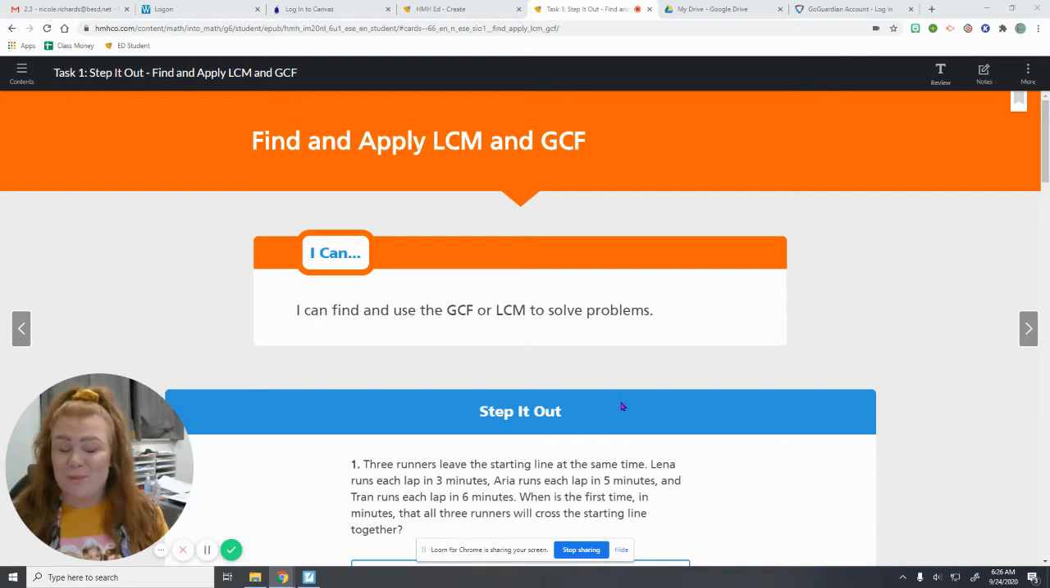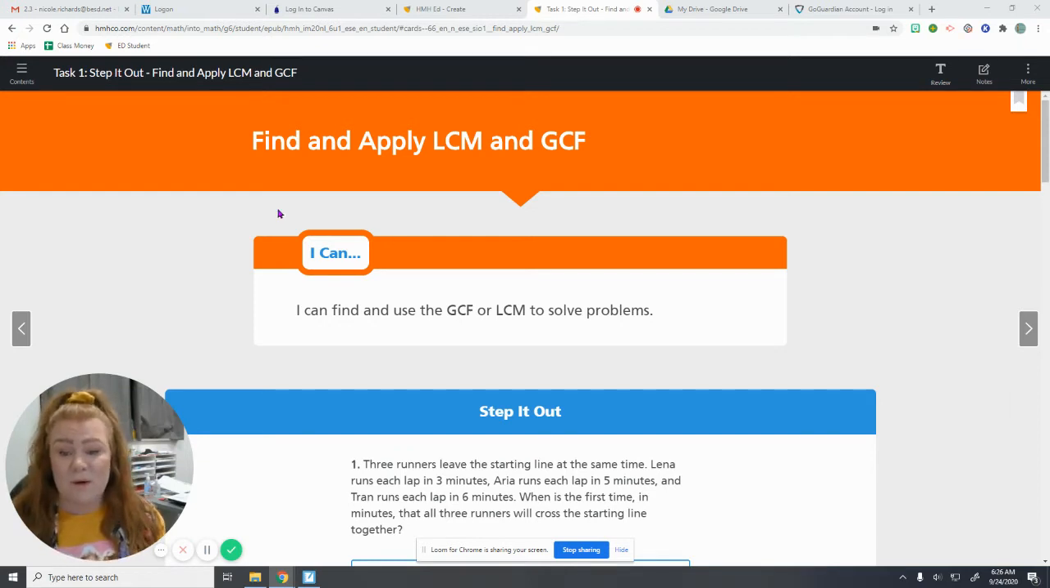So we are going to work on lesson 2-3 today. There's no spark, so we are just going to jump right in. You are going to want a paper and a pencil to do some problems with me and do some practice so that you are able to do this and then do your homework tomorrow.